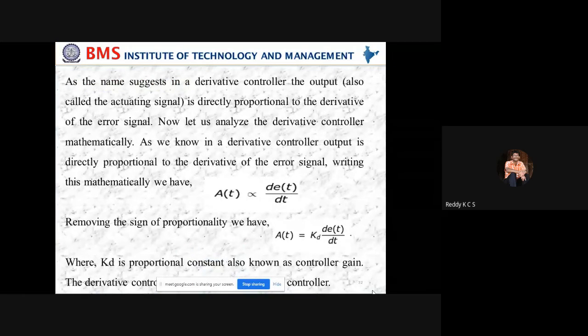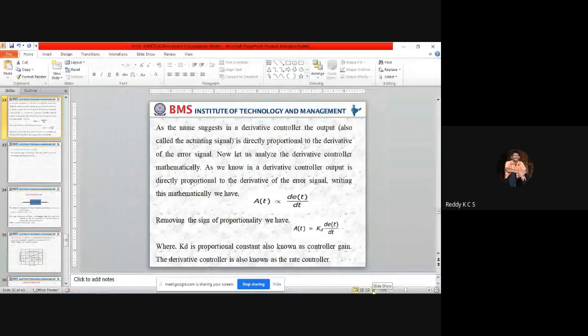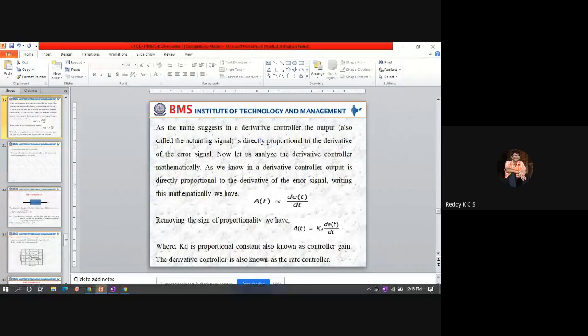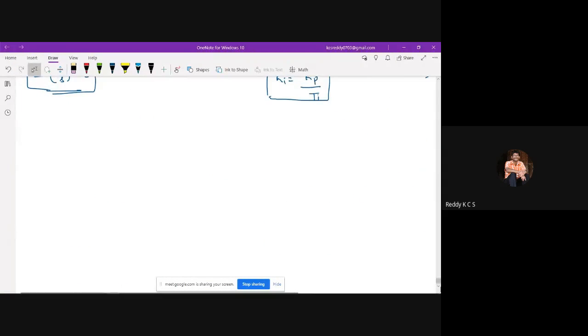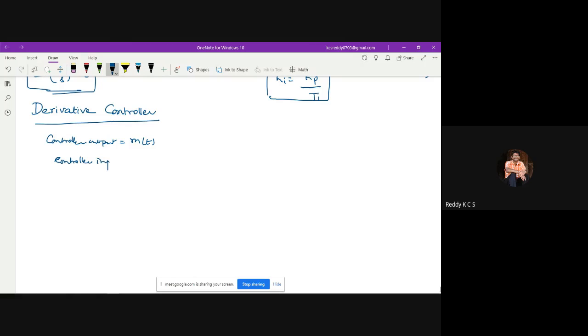So we discussed what exactly the derivative controller is, and now the derivative controller. How you define this derivative controller: similarly, the controller output is taken as m of t, and the controller input, what is the controller input? It's always the error that is the controller input.